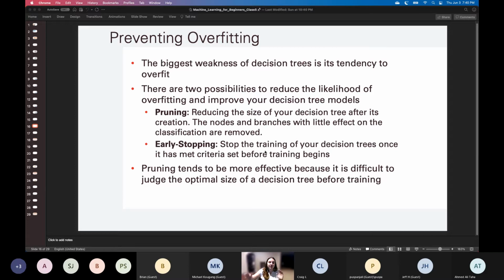Pruning tends to be more effective because it's difficult to judge when you should cut it off. But I don't see it done a lot in practice in general. Early stopping can be done in hyperparameter tuning, and you can try many different models, and that's the way it's usually done in practice.